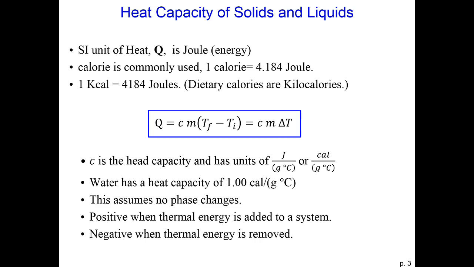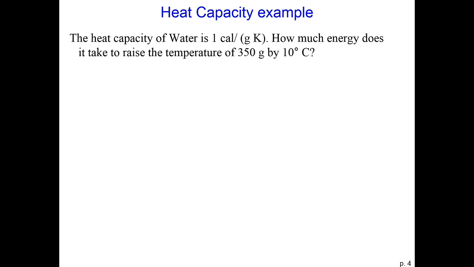So the specific heat capacity is marked by the lowercase letter c, and it has units of either joules per gram Celsius or calories per gram Celsius, depending on which unit of heat we want to use. This does assume that there are no phase changes, and notice that if heat Q is positive, then the temperature increases, and if heat is negative, then the temperature decreases.